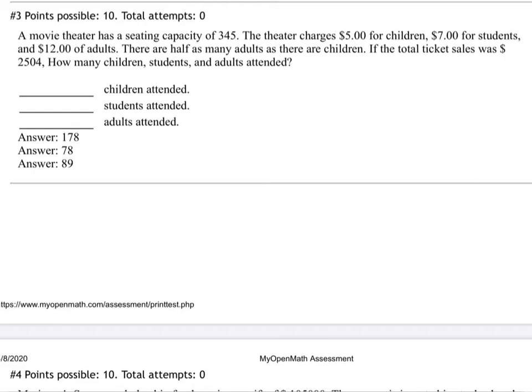Number 3 and number 4 are word problems that will lead to 3 equations with 3 letters. Here we go. A movie theater has a seating capacity of 345 people. That's how many can stay in the theater. It charges $5 for children, $7 for students, $12 for adults. So there are half as many adults as there are children. If the total ticket sales was $25.04, how many children, students, and adults attended?